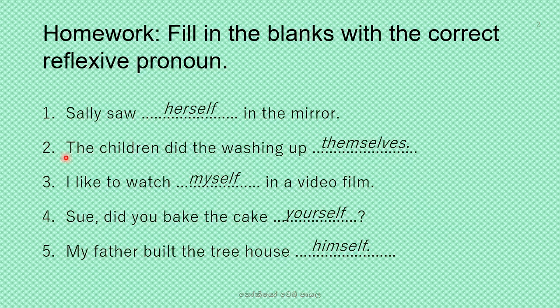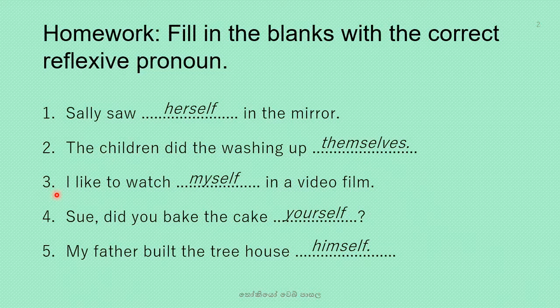Second sentence. The children did the washing up blank. The children means it is plural and third person. If third person plural, the subject pronoun will be they. If the subject pronoun is they, the reflexive pronoun will be themselves. The children did the washing up themselves.